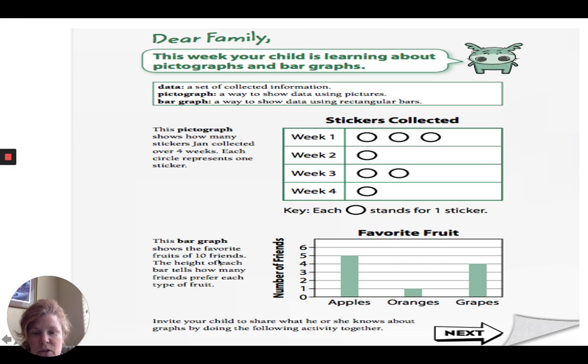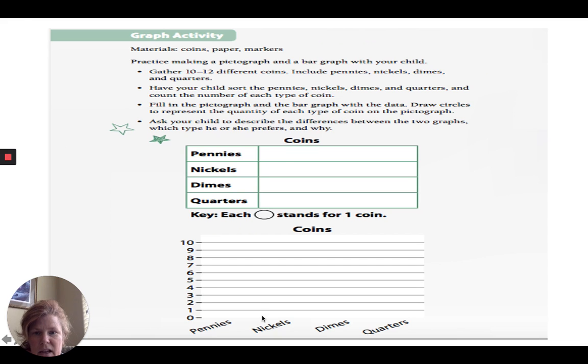This bar graph shows the favorite fruits of 10 friends. The height of each bar tells how many friends prefer each type of fruit. Apples, if you go up here, you move over, that's 5. Oranges, you go here and over, that's 1. Grapes, you go up to the top of the rectangle, and you have 4. So apples, oranges, and grapes. All right, so next page.